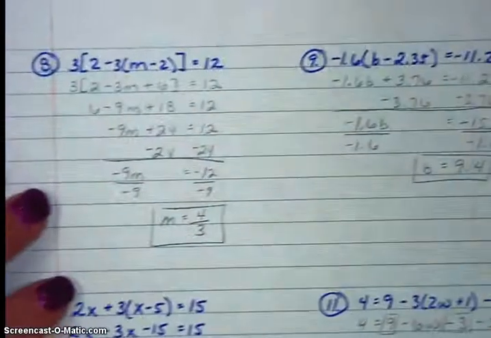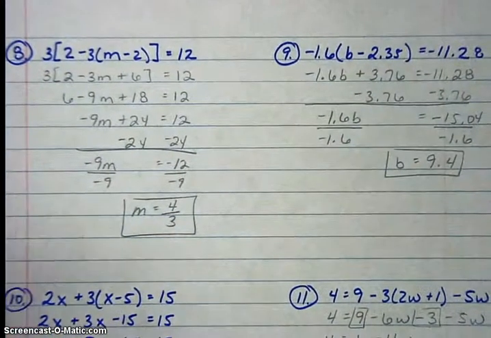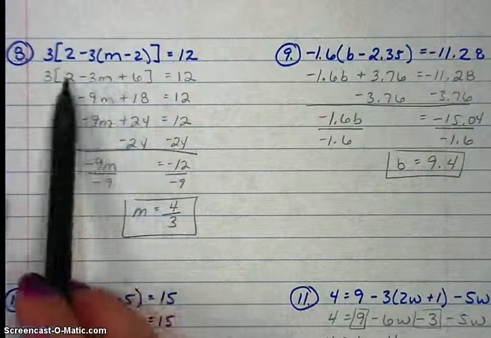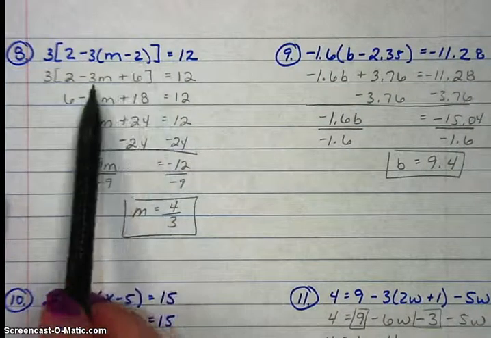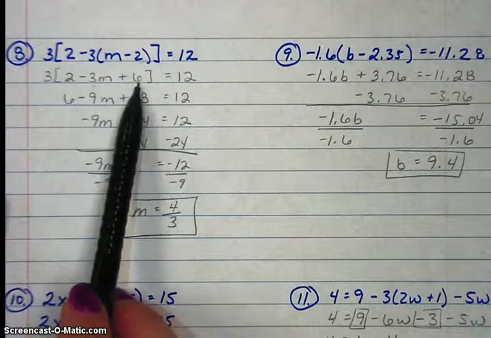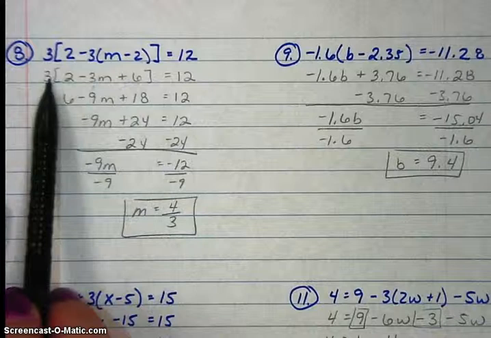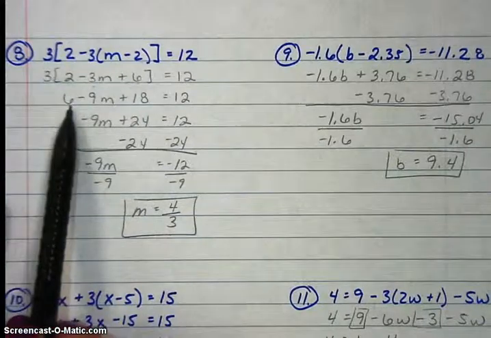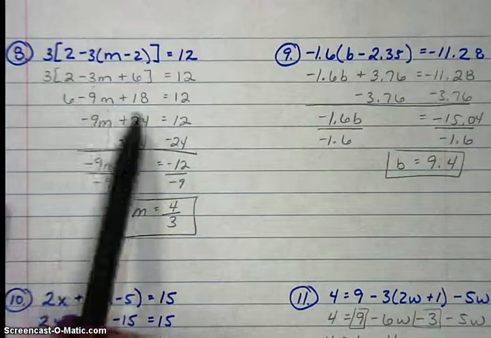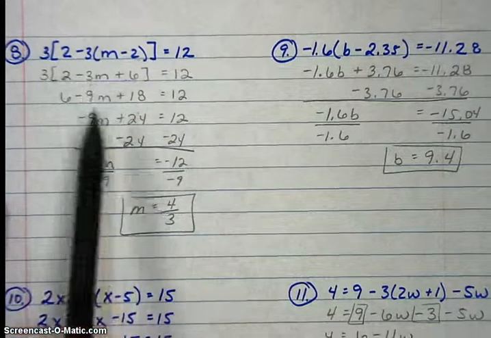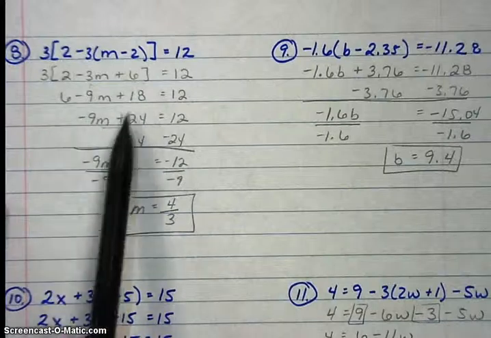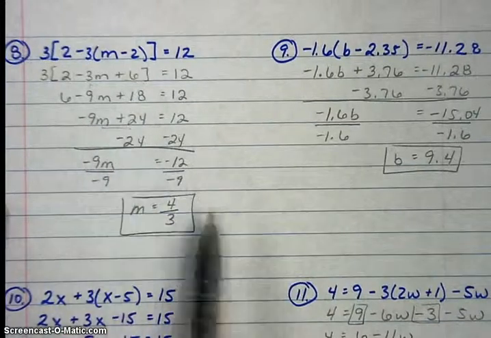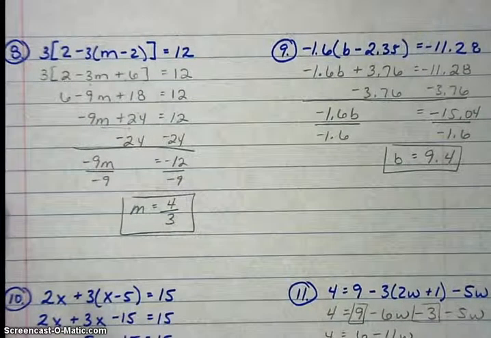Alright, next one. Had some lengthy problems here. Number 8. Notice I took care of inside first. I did negative 3 times m minus 2, giving me negative 3m plus 6. You could have combined like terms and then distributed. I went ahead and distributed 6 minus 9m plus 18. Just make sure you do every term. I then combined like terms, got 24. Subtract that 24, divide by negative 9.